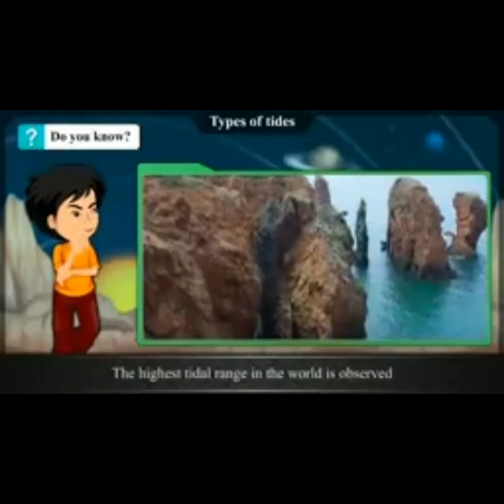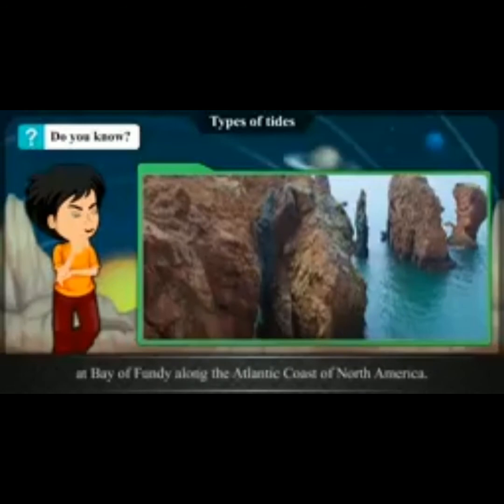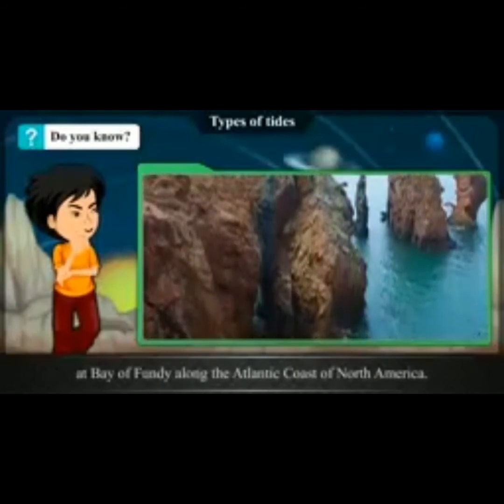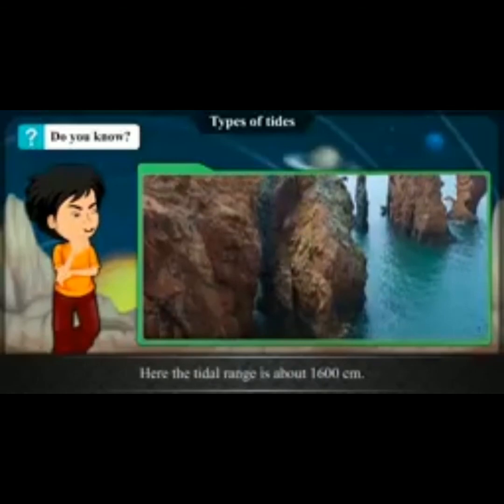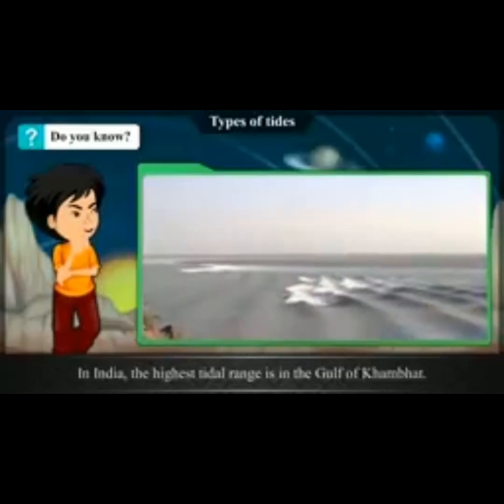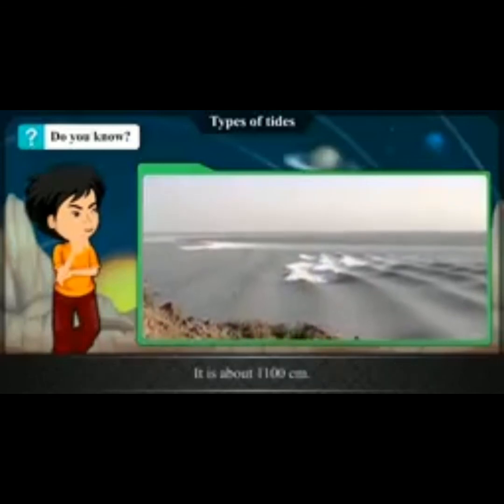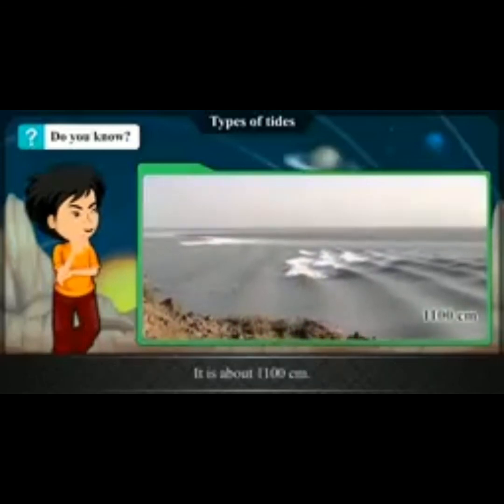The highest tidal range in the world is observed at the Bay of Fundy along the Atlantic coast of North America. Here, the tidal range is about 1,600 centimeters. In India, the highest tidal range is in the Gulf of Khambhat. It is about 1,100 centimeters.